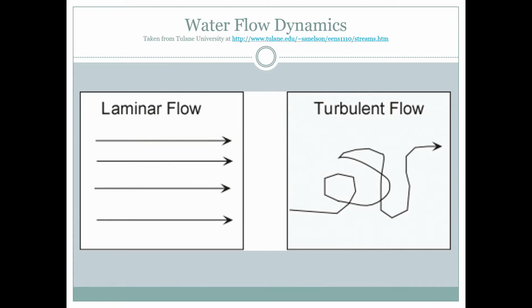Here's a graphic representation of laminar flow on the left. Everything's kind of smooth and parallel and horizontal. In turbulent flow, everything's everywhere. As you can imagine, if I'm going to pick something up off the stream bed, then I've got to have turbulent flow. I've got to get down there and kind of scoop it up, right? But it's that component of laminar flow, because most streams have both laminar and turbulent flow, that moves things downstream.